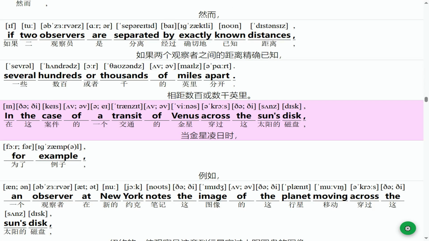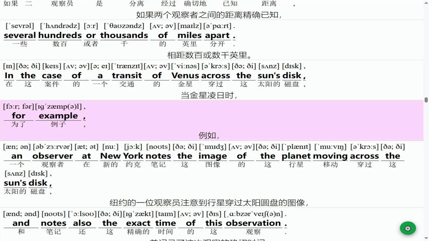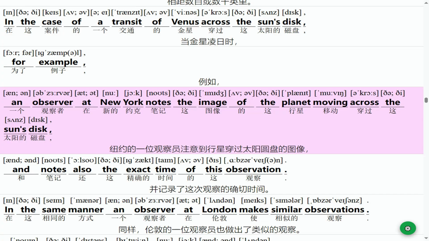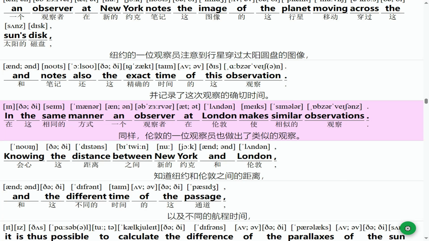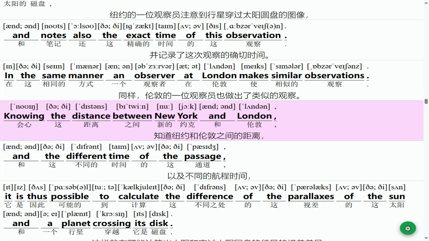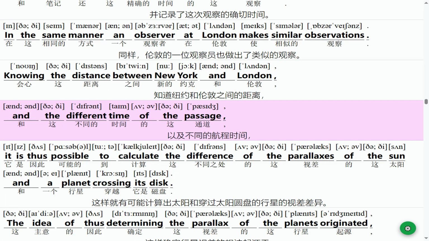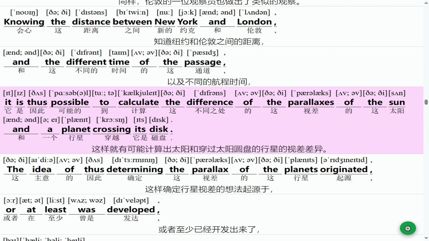however, if two observers are separated by exactly known distances, several hundreds or thousands of miles apart. In the case of a transit of Venus across the sun's disk, for example, an observer at New York notes the image of the planet moving across the sun's disk, and notes also the exact time of this observation. In the same manner, an observer at London makes similar observations. Knowing the distance between New York and London, and the different time of the passage, it is thus possible to calculate the difference of the parallaxes of the sun and a planet crossing its disk.